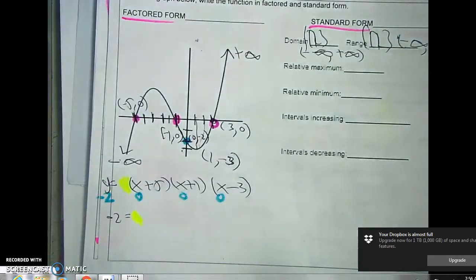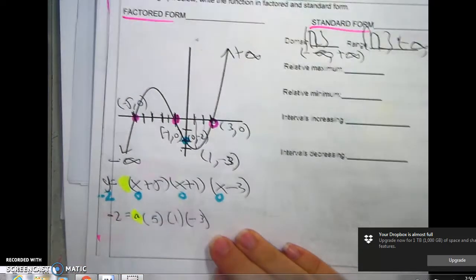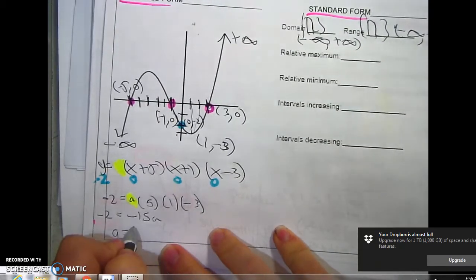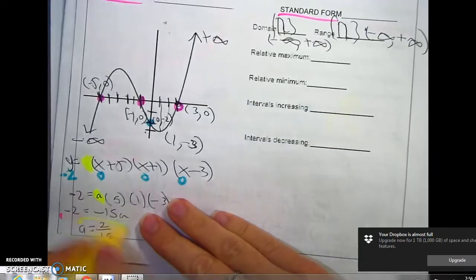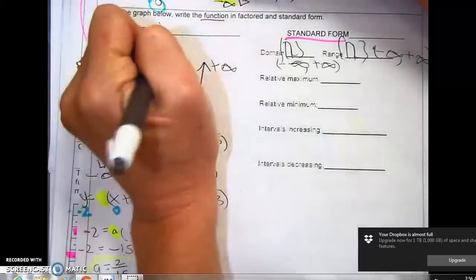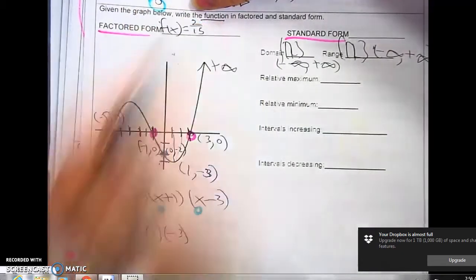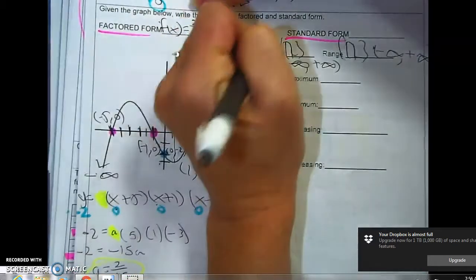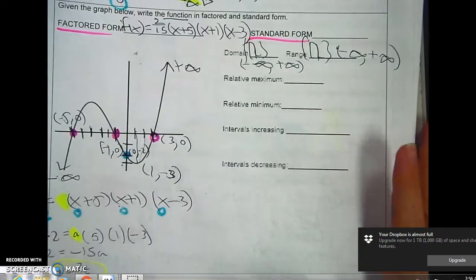So then I get -2 equals, now I know Mr. Osborne puts an A, so that works. Put an A if you want. I can do both. 5 times 1 times -3 is -15a equals -2. A equals 2/15. So my answer in factored form is, it says function, so I have to go f of x equals 2/15 times x plus 5 times x plus 1 times x minus 3. I'm going to worry about standard form later because that seems like a pain in the tush.